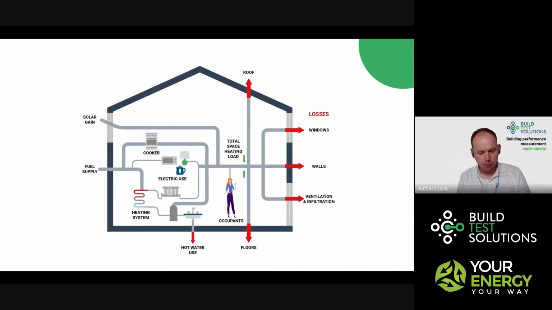So here's a super simple model of a building, and we've got some heat inputs on the left-hand side. So solar gains, fuel supply, electricity use, occupants, so they're creating heat inside the building, and then we've got our heat losses on the right-hand side.